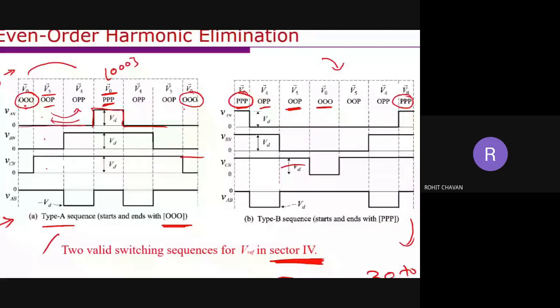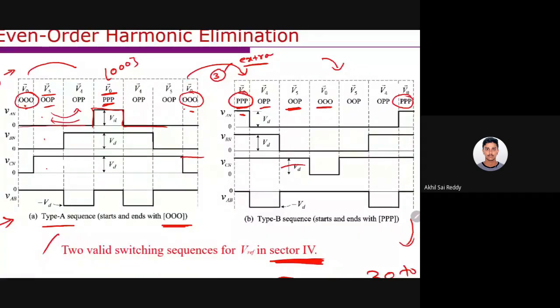So now this is the transition, right? So the transition, when it is changing from type A sequence to type B sequence. What is the change in the output voltage? Means how many switches are affected? So here also it is producing zero voltage, right? So here also it is changing zero voltage. If you notice that, there will be three extra switchings.